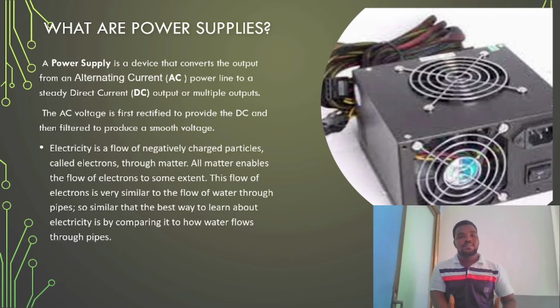It's just like moving current from one form of power source to another form of power source. So the AC voltage is first rectified to provide the DC, that's the direct current, and then filtered to produce a smooth voltage.